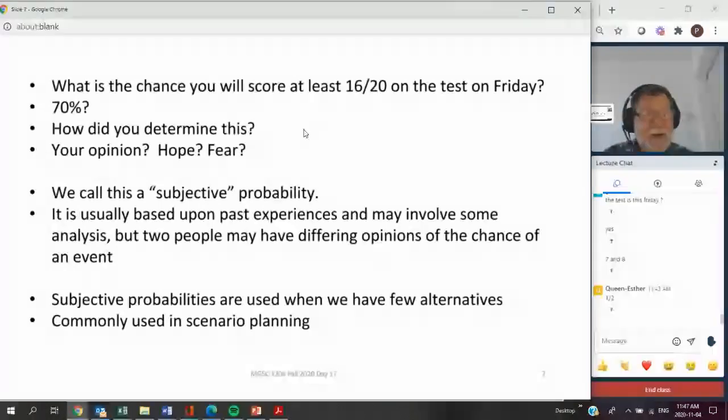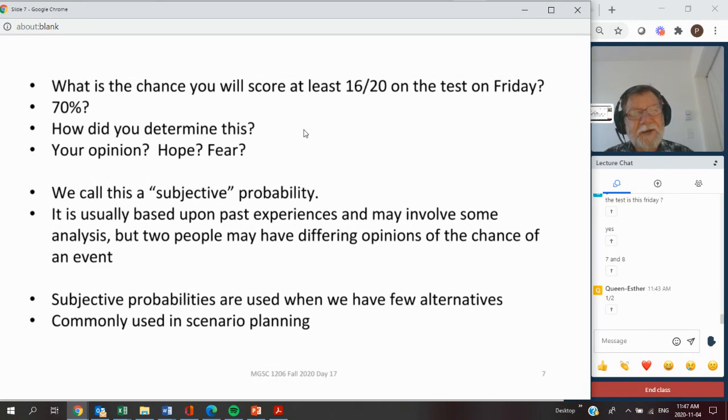But people might talk about the chance of different things happening, and if it's based upon their experience, we call that a subjective probability. And they're common. It's what we ask experts to tell us about the risks that we're taking with a new investment of building a high rise in Halifax. What's the rental market going to look like? What's the chance it's going to keep booming? What's the chance it's going to go down? And we use this a lot in scenario planning.